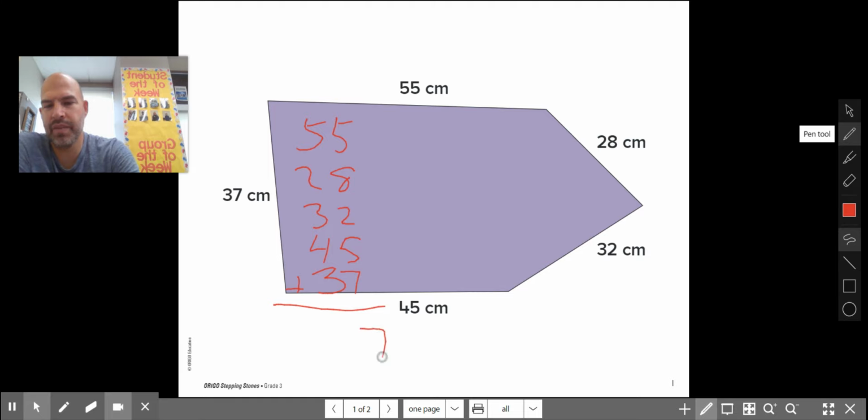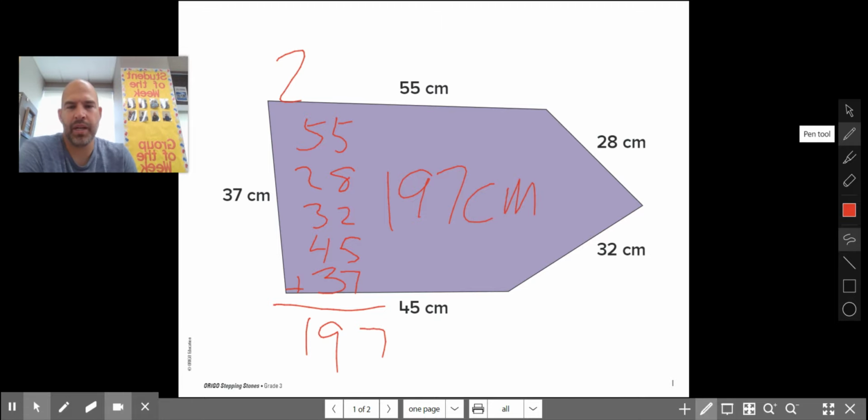So we're going to put the 7 in the ones place and regroup 2 tens. So 2 tens plus 5 tens is 7 tens, plus 2 tens is 9 tens, plus 3 tens is 12 tens, plus 4 tens is 16 tens, plus 3 tens is 19 tens. So the perimeter would equal 197 centimeters, cm, all right?